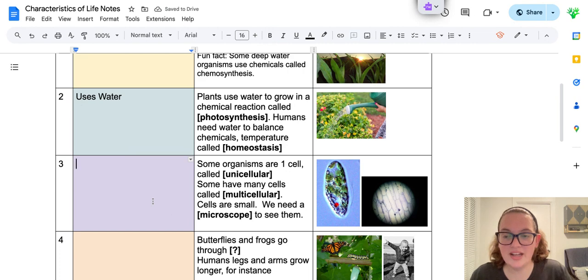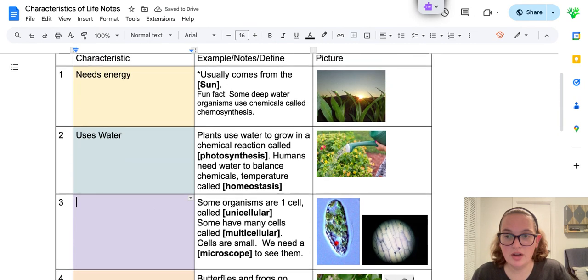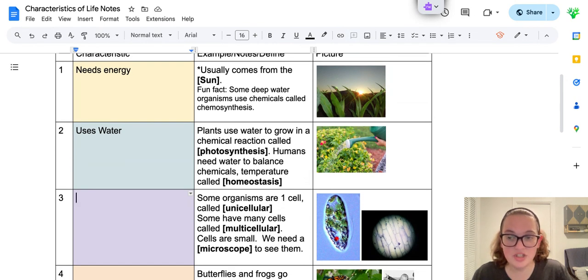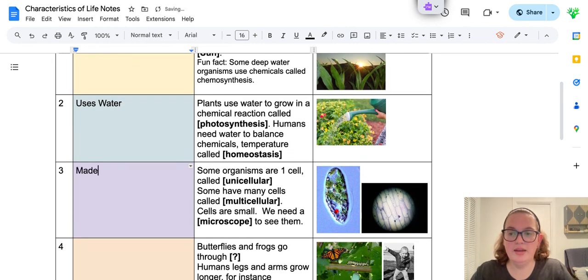Over here for our characteristic, so far we have needs or uses energy, uses water, and this one is they are made of cells. Even though the box is really big, that's all we need to write here, mostly because this box is big, so the other one has to be too.